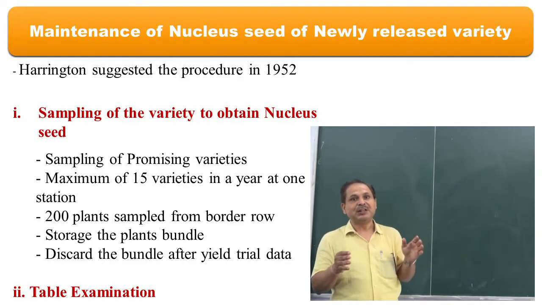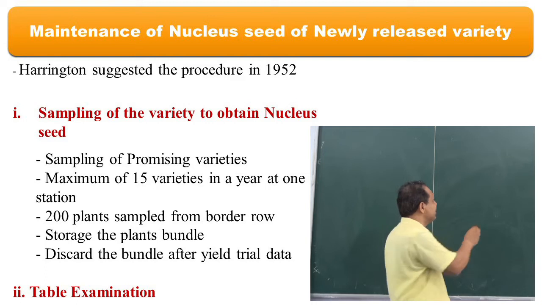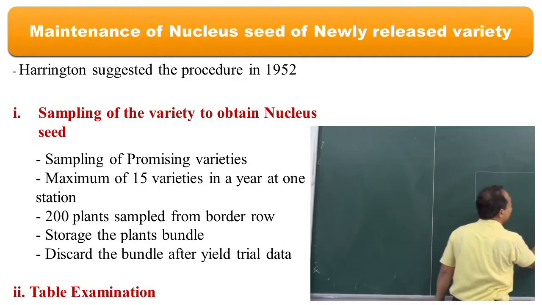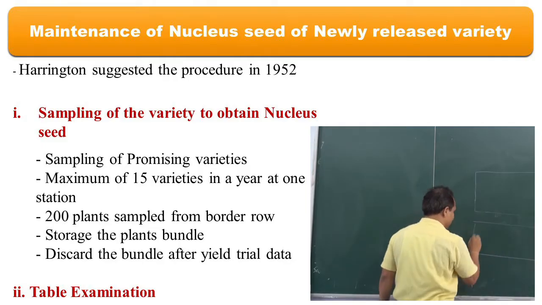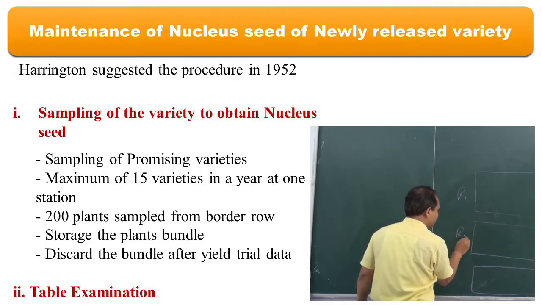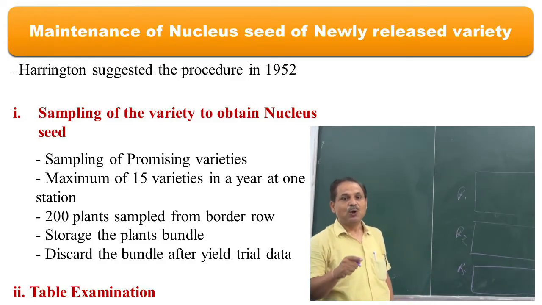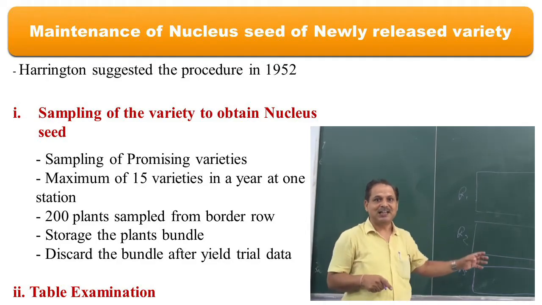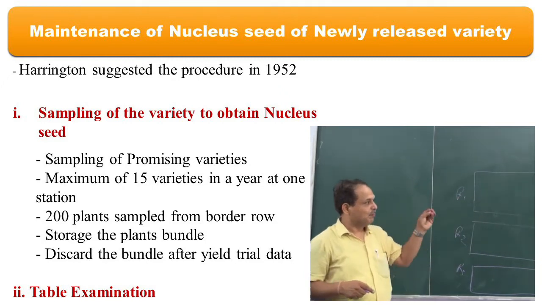For that, we conduct a replicated yield trial. For example, we take the 15 varieties and conduct them in a yield trial. Suppose this one and this one, likewise this one; these are R1, R2, R3. This is the principle of experimental design: when we conduct the experiment for a yield trial, it must be replicated so that each and every genotype performs unbiased.